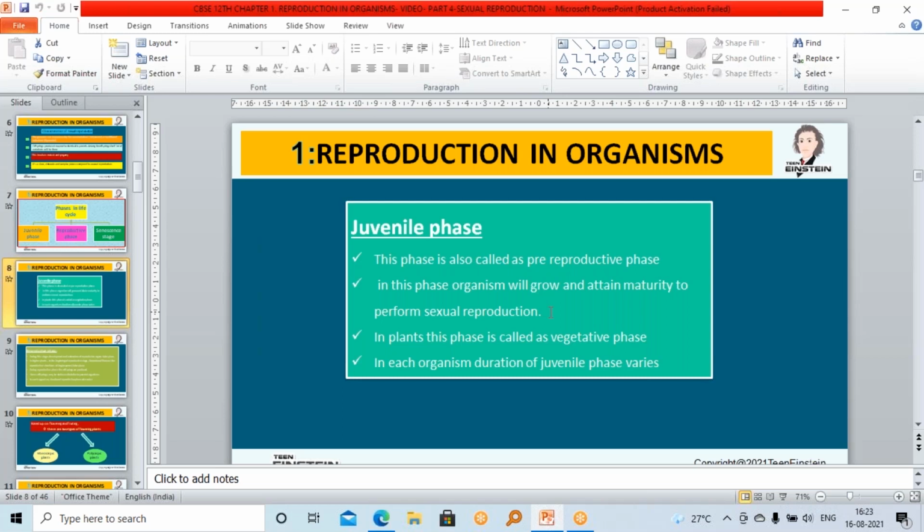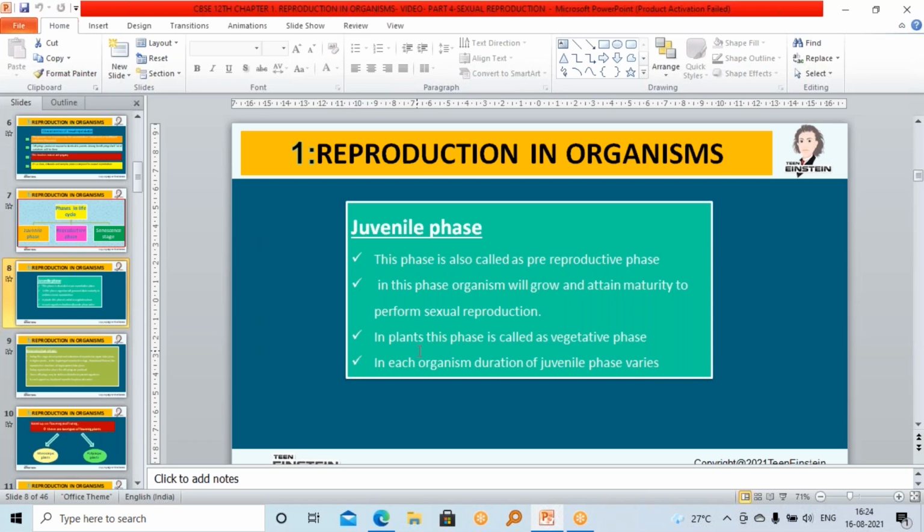So in this juvenile phase, the organism is getting ready, making its body ready to face the reproductive phase. There will be changes because it is going to face another stage. So it should attain maturity for the reproductive stage. In plants, the juvenile stage is called the vegetative phase.